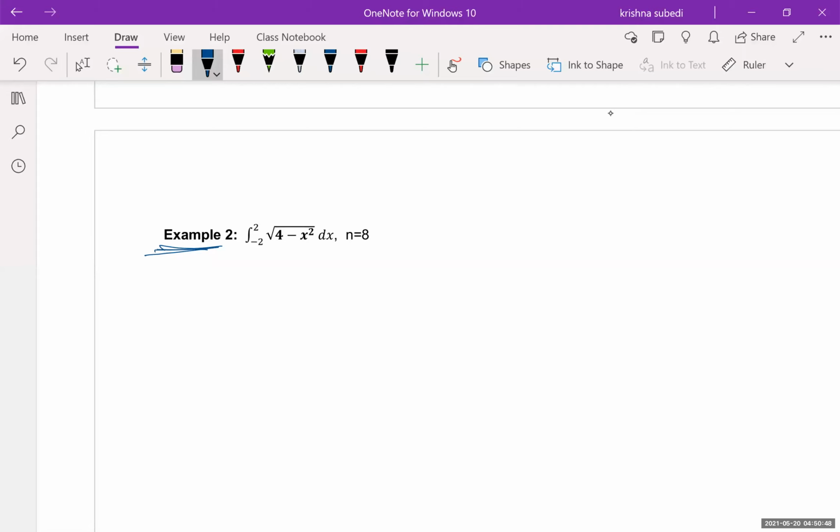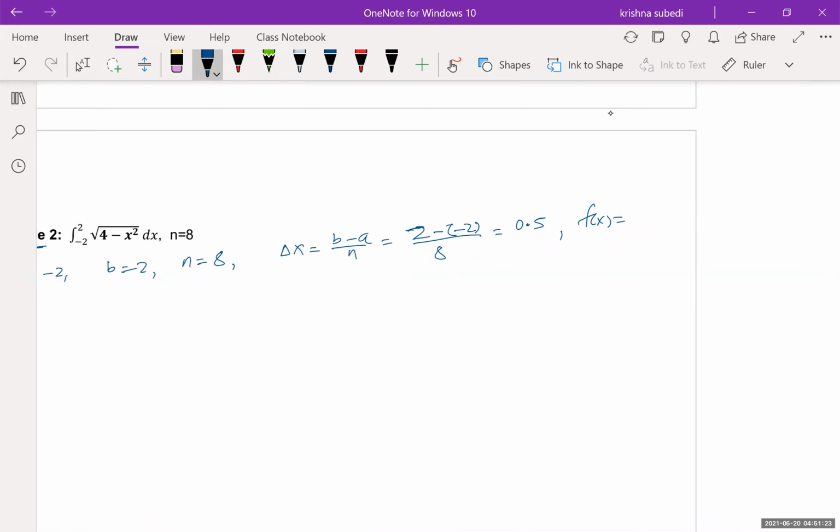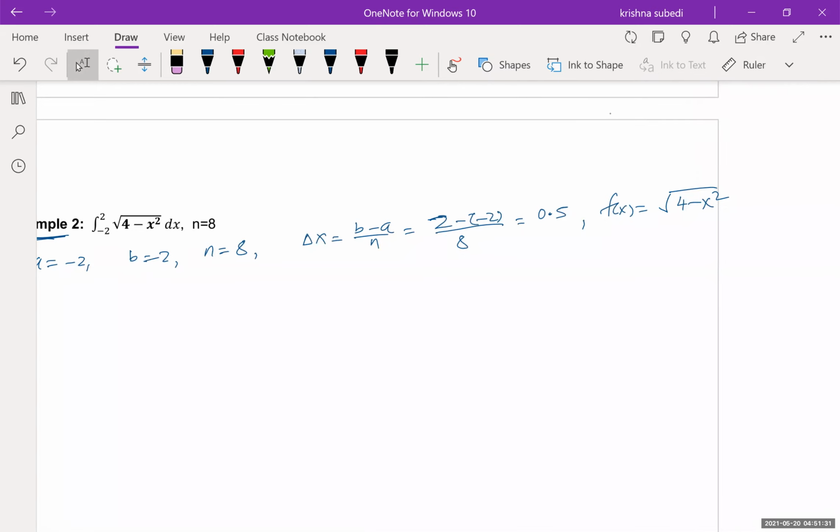So example 2, first of all, what is given here? Here a is -2, b is 2, n is 8, and delta x is (b minus a) over n, which is (2 minus -2) over 8. I believe this is 0.5, right? And your f of x here is square root of 4 minus x squared. Now I want you to draw a table and find the value for all of these xi, f of xi, which is square root of 4 minus x squared.